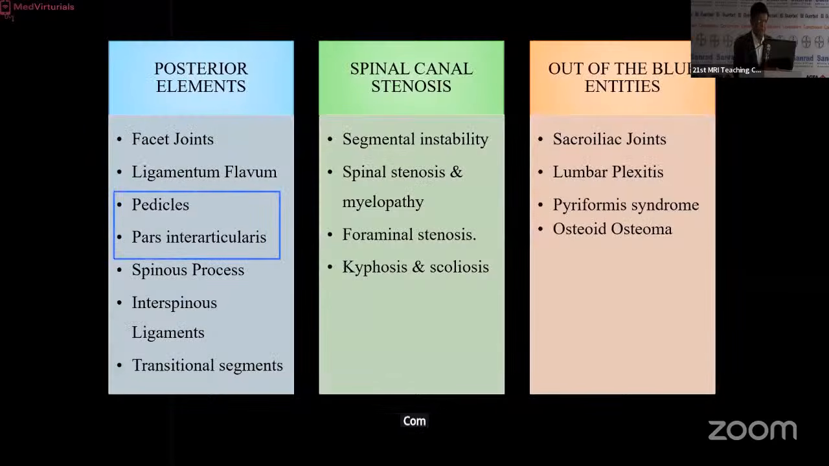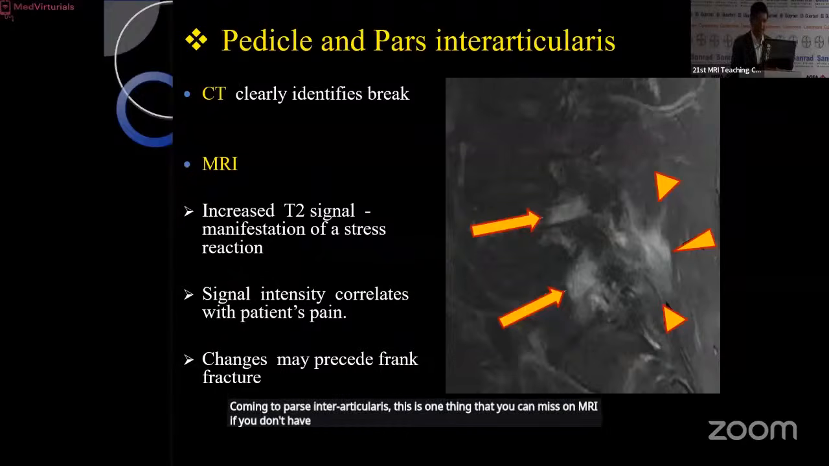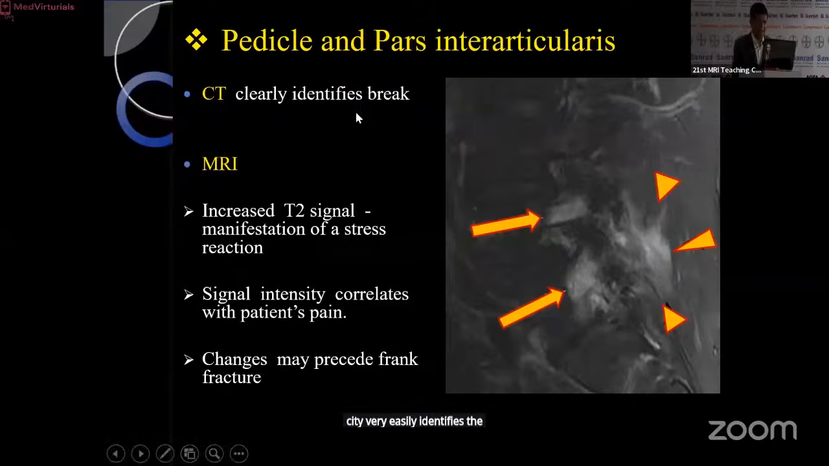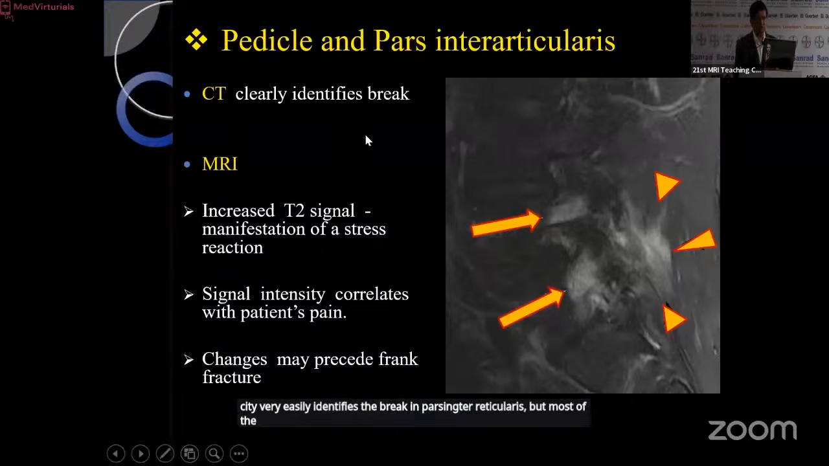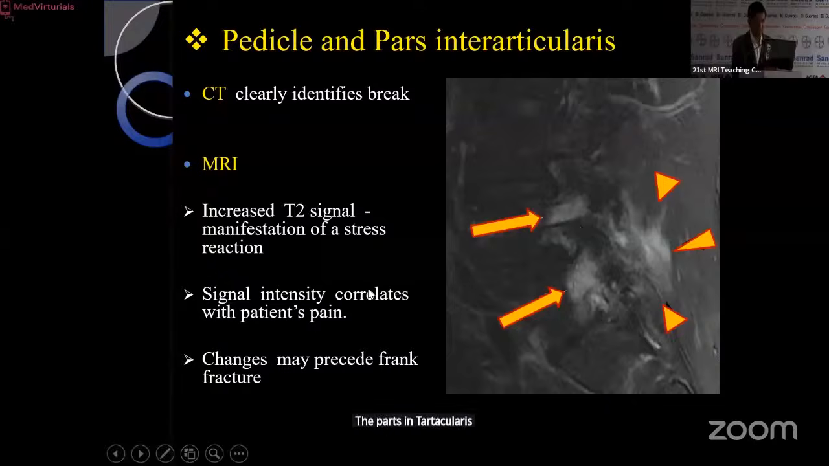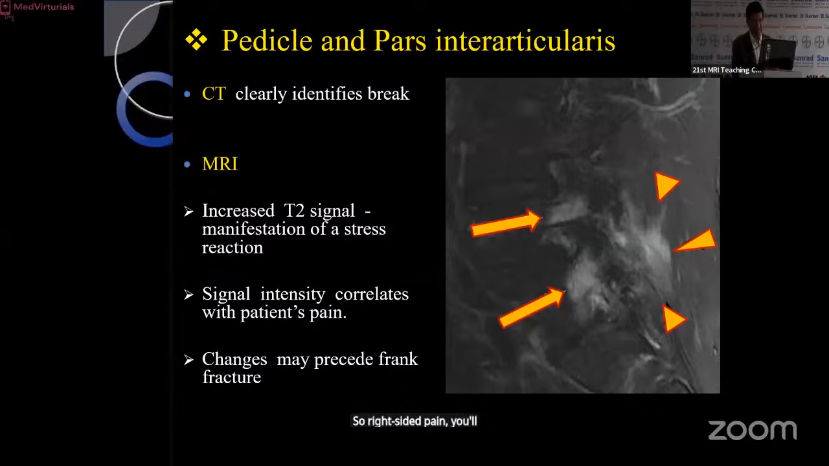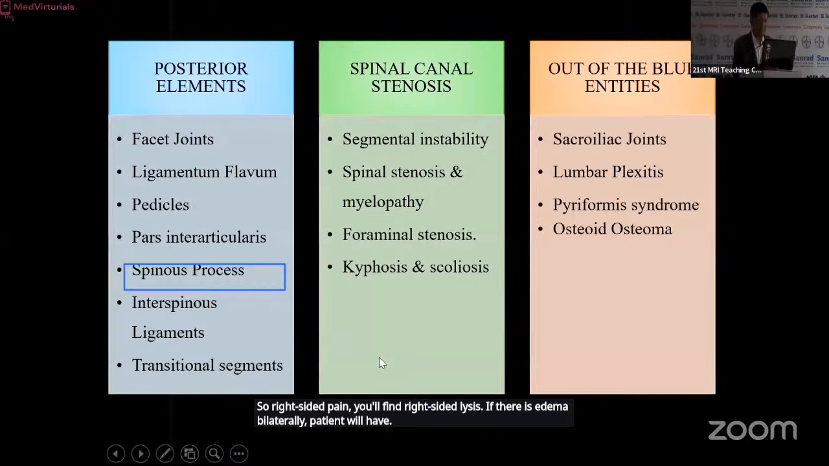Coming to pars interarticularis, this is one thing that you can miss on MRI if you don't have a look at X-ray. CT very easily identifies the break in pars interarticularis, but most of the times we do not do CT. So what you should be looking for on FATSAT images is increased T2 signal adjoining the pars interarticularis. This would almost always correlate with the patient's pain intensity. So right-sided pain, you'll find right-sided lysis. If there is edema bilaterally, the patient will have central pain.